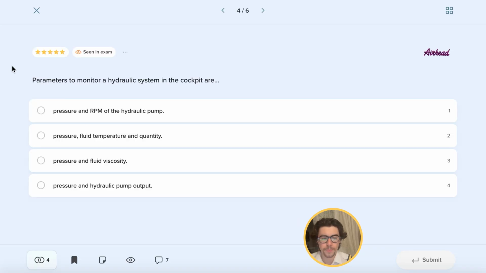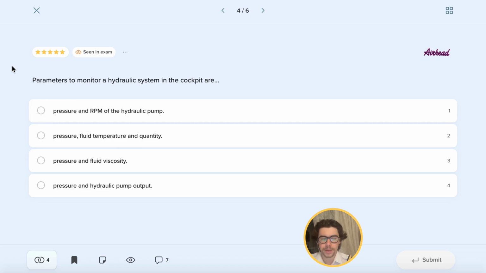For question number 4, parameters to monitor a hydraulic system in the cockpit are... So this question is actually quite straightforward, and the right answer will be pressure, fluid temperature, and quantity. For example, if you open an engine page in an Airbus A320, you'll see that the quantity of oil will be given in quarts of a gallon, and this has to be monitored in order to make sure that we have enough of the fluids in the system to operate safely, as well as to monitor for any leaks.